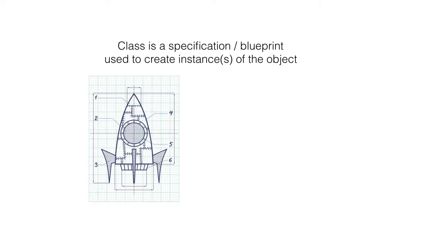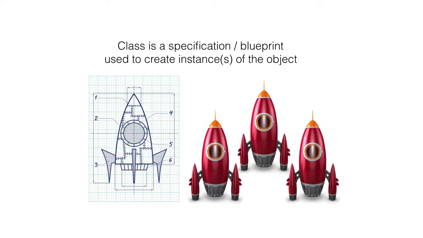In this episode, we will discuss differences between a class and object, because although both relate to each other, they are not quite the same thing. Class is like a specification or blueprint used to create instances of the object. Each class or its object instance might have multiple properties representing its attributes and methods which represent its behaviors.